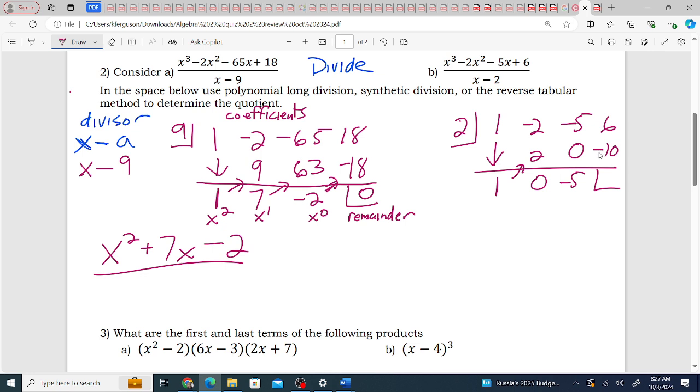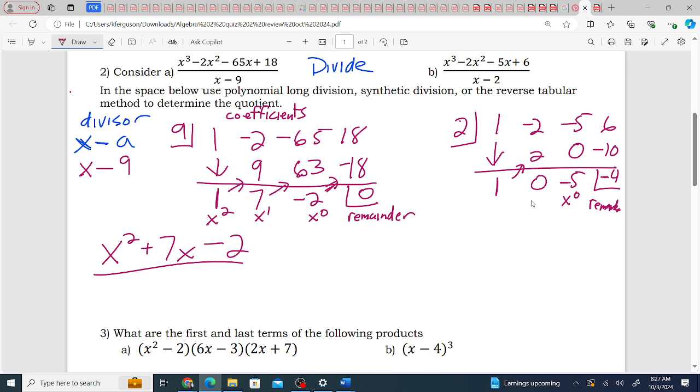-4. Signs are different means you subtract to keep the sign of the biggest number. 10 is the biggest number and it's negative, so I know I'm getting a negative. 10 minus 6 is 4. So this one has a remainder of 4.